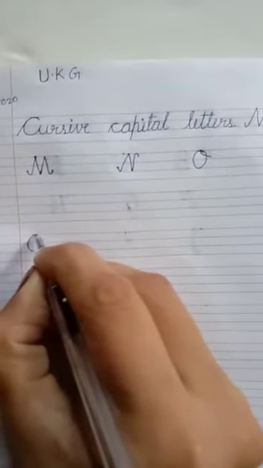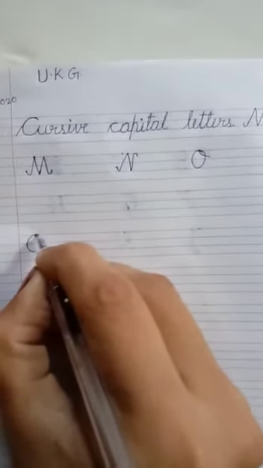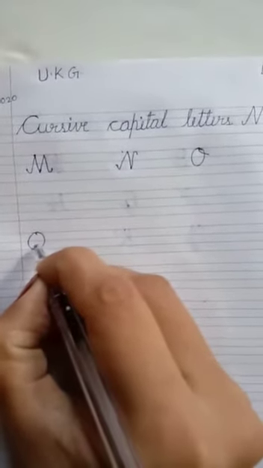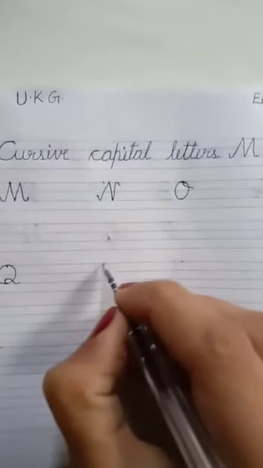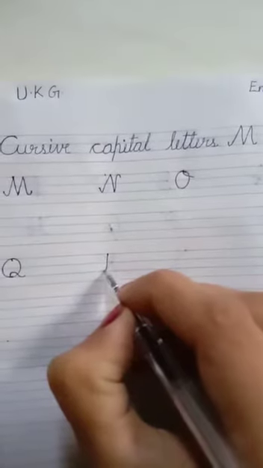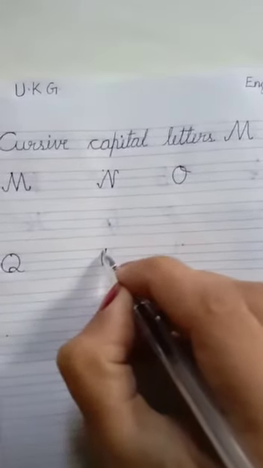Next is Q. Q started on the third line. We will go on the first line like this and curving down on the third line again and around this curve. Q.